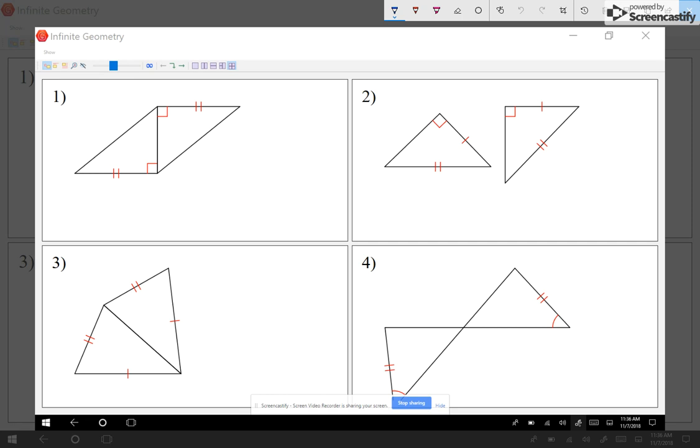Look at your triangles. You should have two of something, either two angles or two sides marked. Because you have three marked things, three of them marked, you must have two of something.